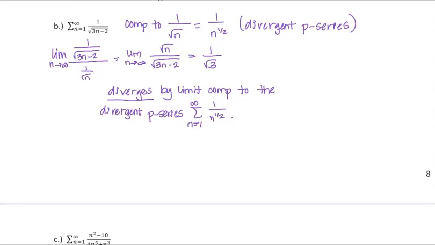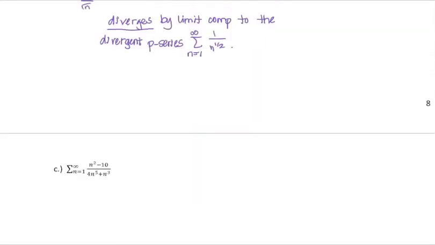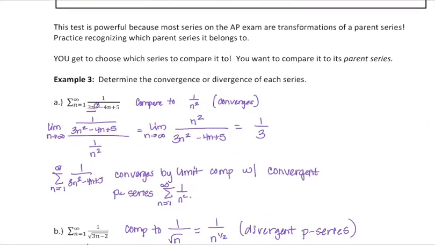Therefore, this series diverges because we compared it to a divergent P series, 1 over n to the 1/2. And again, that diverges because P is between 0 and 1/2. So let's look at two more.